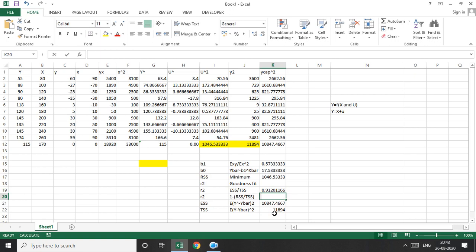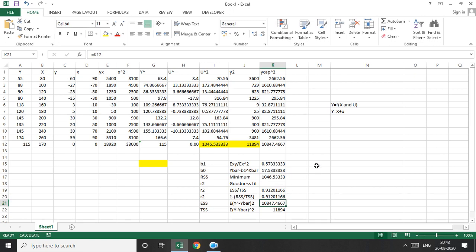Alternatively, you can use the other equation. What is that? 1 minus RSS divided by TSS. Both will give you one and the same answer. So this is the way we can find out the goodness of fit of the model. Is it okay? Yes.